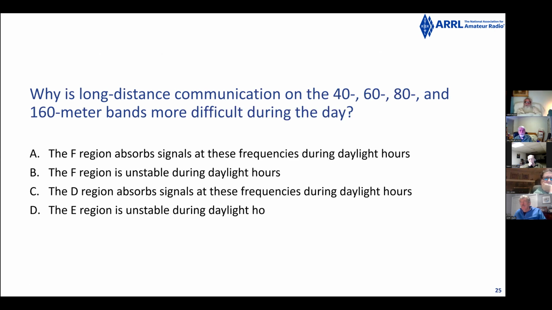Why is long distance communication on the 40, 60, 80, and 160 meter bands more difficult during the day? A, the F region absorbs signals at these frequencies during daylight hours, or B, the F region is unstable during daylight. C, the D region absorbs signals at these frequencies during daylight hours, or D, the E region is unstable during daylight hours.